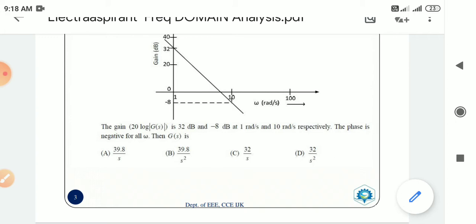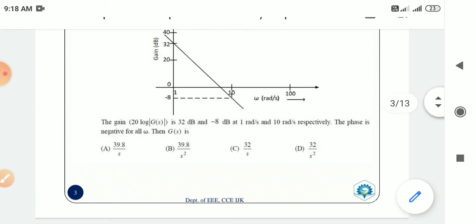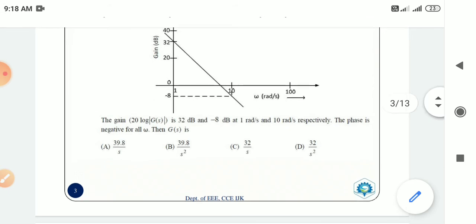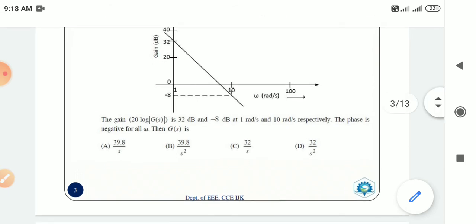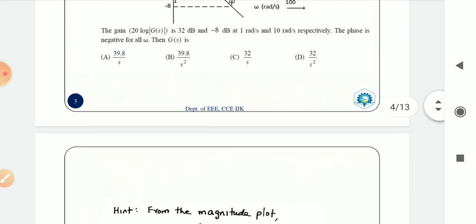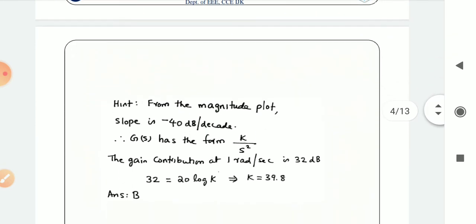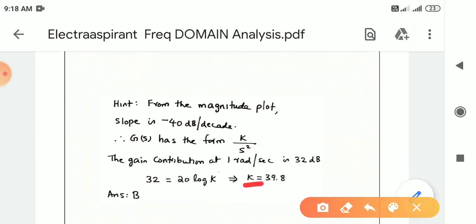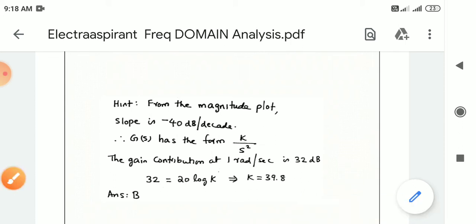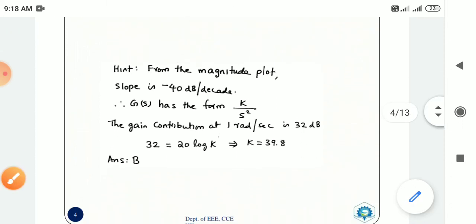For that, at 1 rad per second, the gain is contributed by the constant term only. So we can find the value of gain K by equating 20 log K with 32 dB, and we get K equal to 39.8. Hence, the answer becomes option B, that is 39.8 divided by s square.